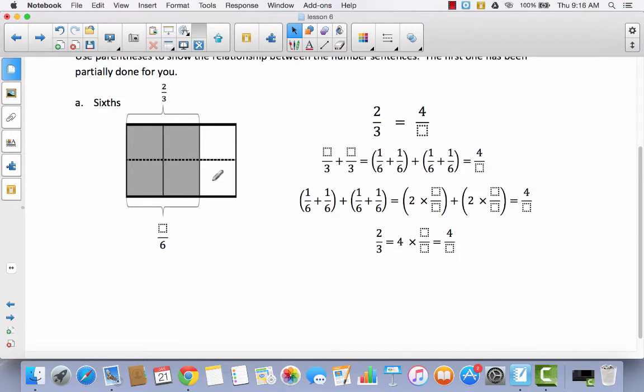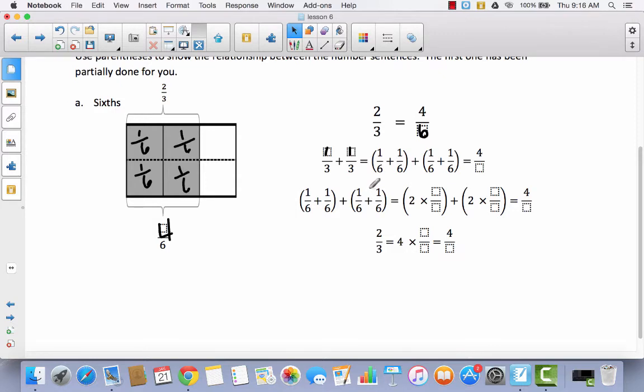First of all, they had 2/3, and they decomposed it into 4/6. So the first thing they did is they separated these 2/3 into 1/3 and 1/3. And then over here they said, well, each third is equal to 1/6 plus 1/6, because if you look at it like this, 1/3 equals 1/6 plus 1/6. So that's what they did here.